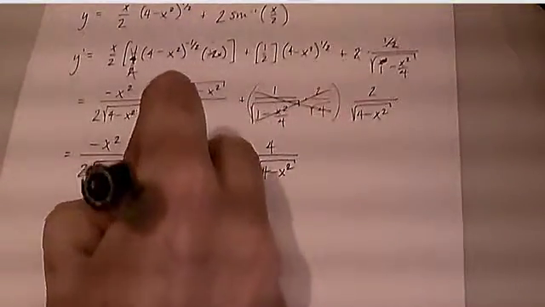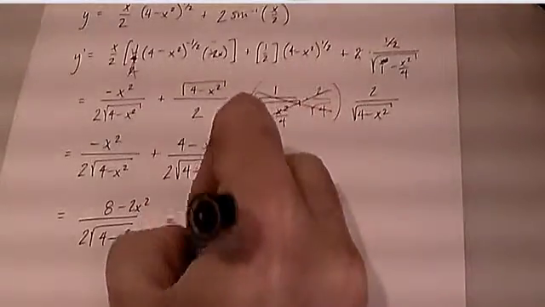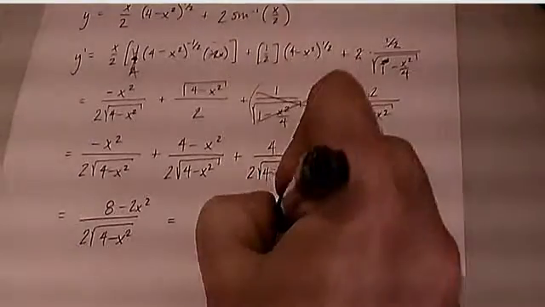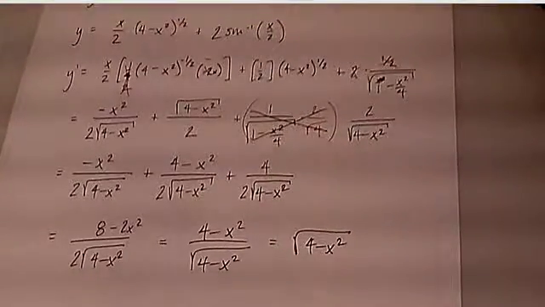Oh, actually, no, I totally forgot. I forgot to carry the negative right there. So that winds up being 8 minus 2x squared. So that winds up being 4 minus x squared over radical 4 minus x squared. And therefore that winds up being 4 minus x squared. Unless I made a mistake somewhere. I don't think I did. But you get the basic gist.